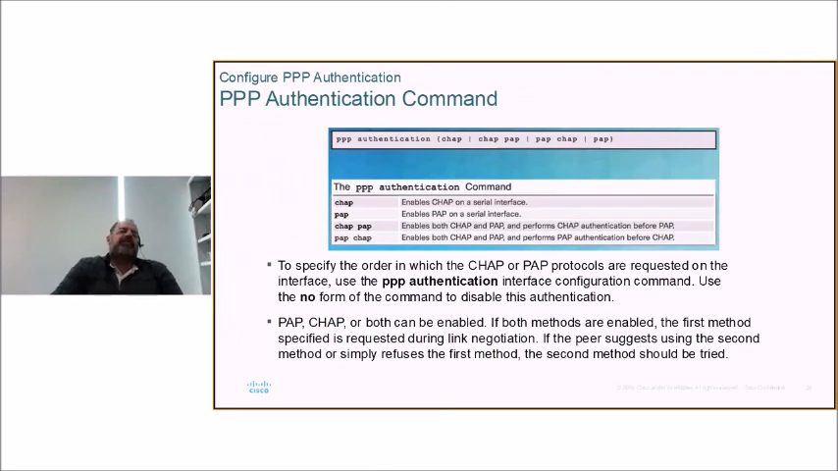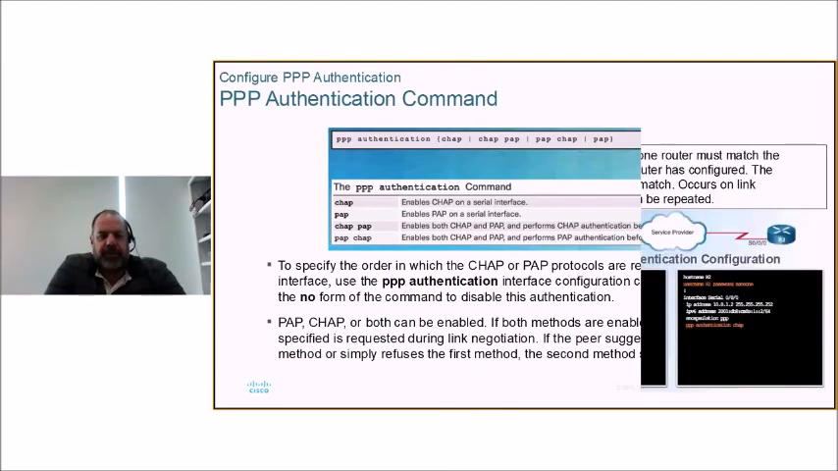So how do we configure that? There's a command, PPP authentication, and then you have options. You can specify just one, be that CHAP or PAP, or you can specify both, but in which order. If you do CHAP first, then PAP, it means that CHAP will be the one that will be attempted first. If you have PAP first, PAP is the one that will be attempted first. So that order is important. Of course, we won't be using this in any of our labs, but anyway.